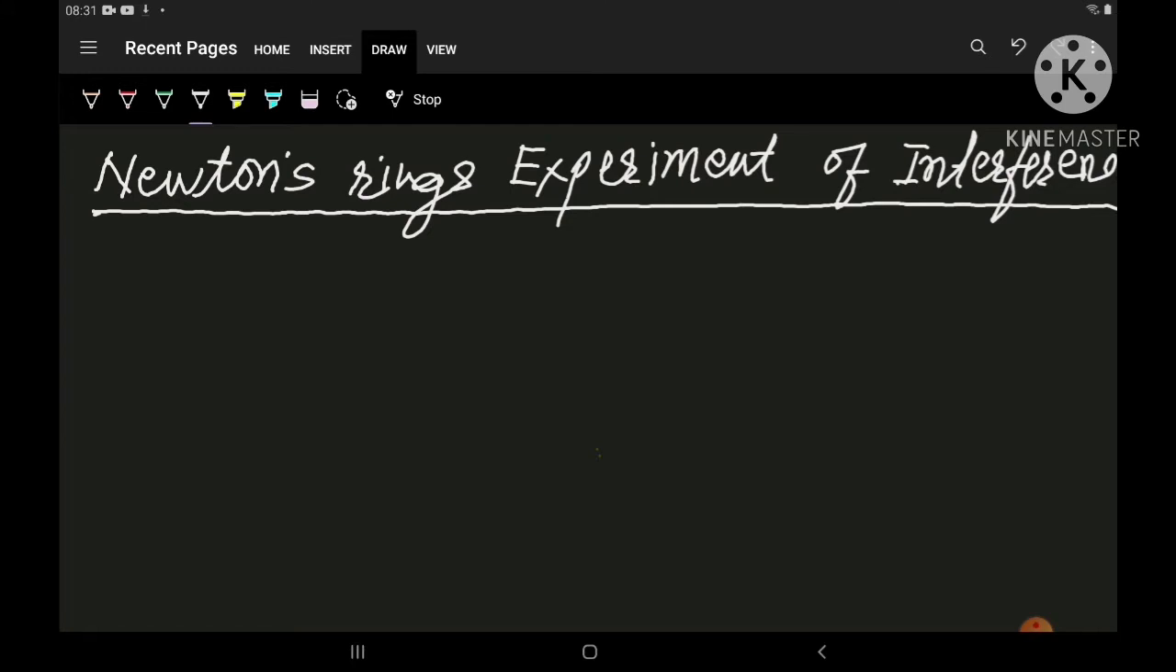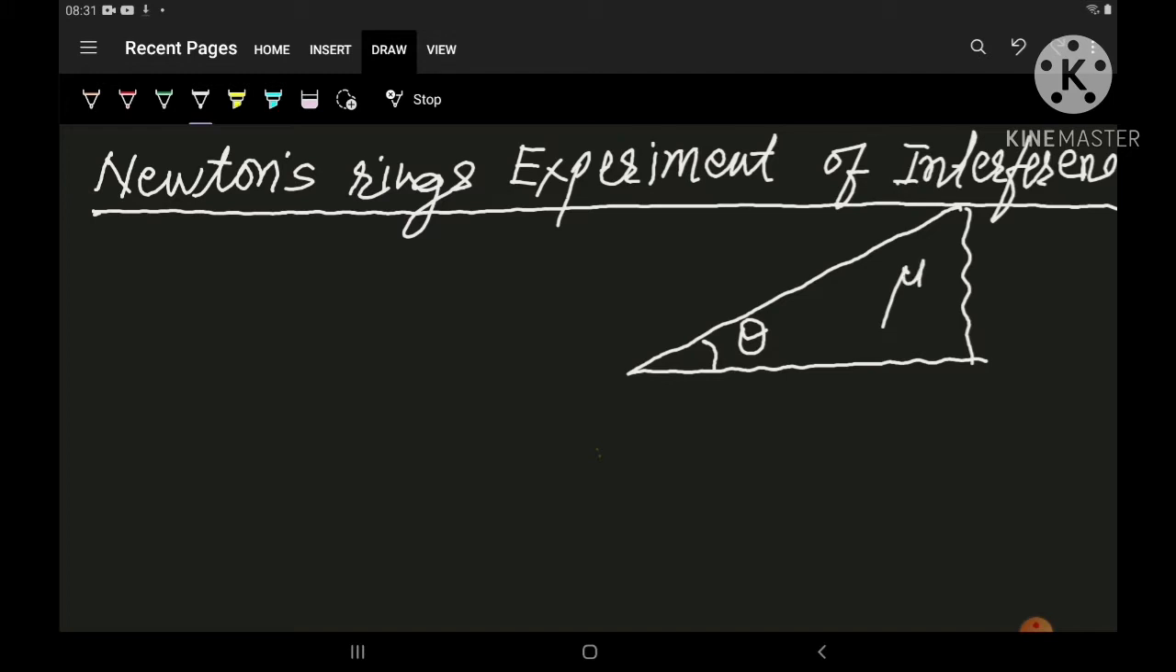Wedge-shaped film means a film where both surfaces are oriented at some angle. Suppose this is the wedge angle theta and this is the film having refractive index mu. Here is the upper surface and this is the lower surface of the film, with angle theta between them. This type of film is known as a wedge-shaped film, and Newton's rings experiment is based on this type of interference. So let's see the experimental arrangement of Newton's ring experiment.